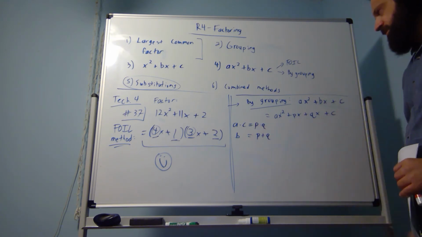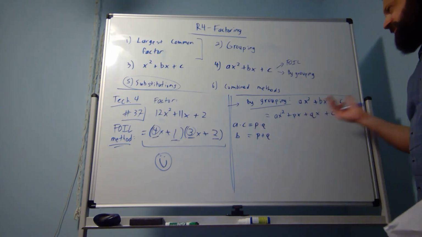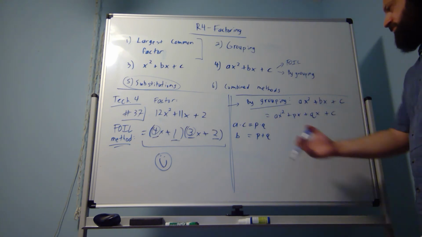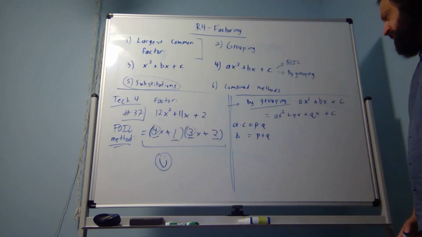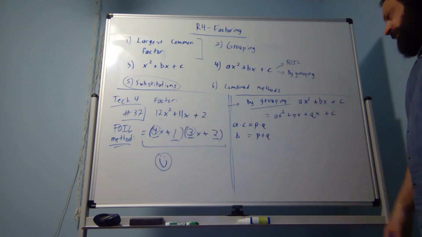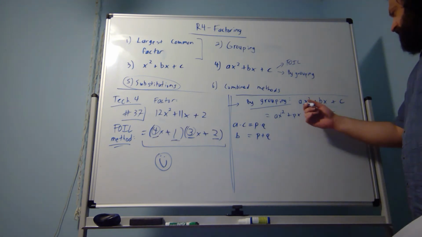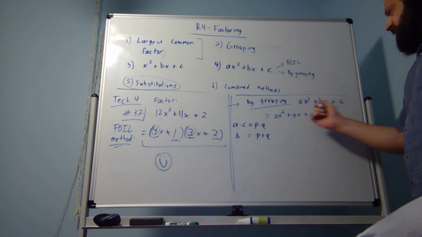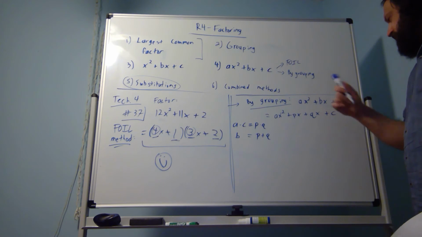If you can find a p and a q, if it's impossible, then you're not going to be able to factor it no matter what. But if it is possible to find a p and a q, then this will always lead to a factoring of your quadratic trinomial, 3 terms.